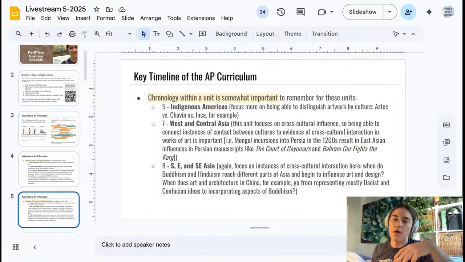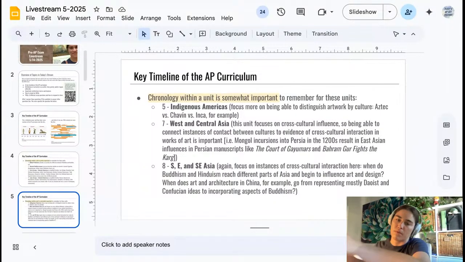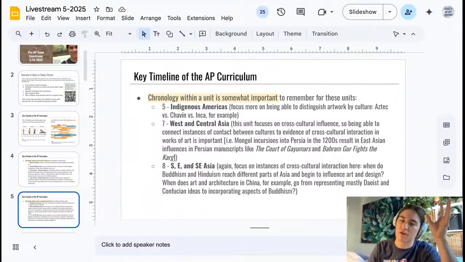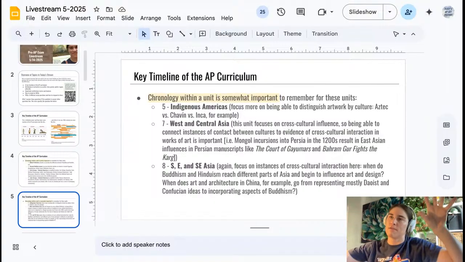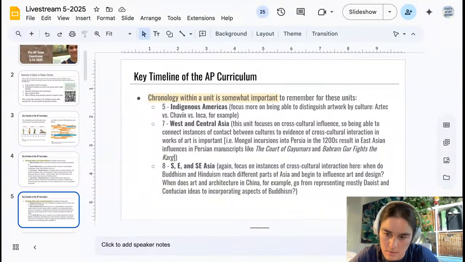So, for example, in Persian manuscripts in the Shahnameh, like the Court of Kayumars or Bahram Gur Fights the Karg, it's important to remember that these Mongol invasions into Persia, so the Mongols going from the east into the west in the 1200s, is going to result in a lot of influence from East Asia making its way into Central Asia, what is now Iran, right?